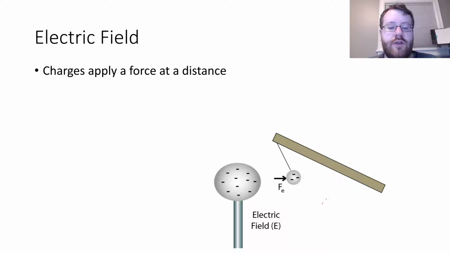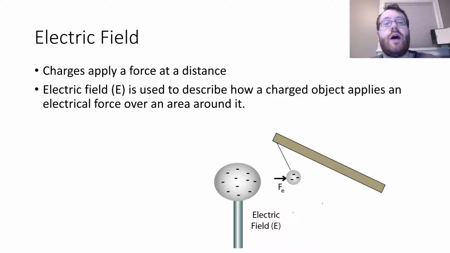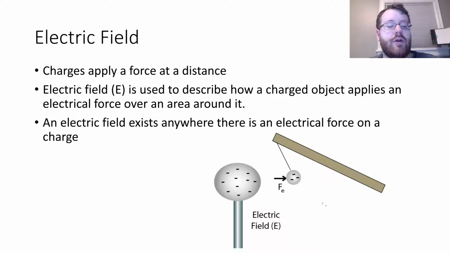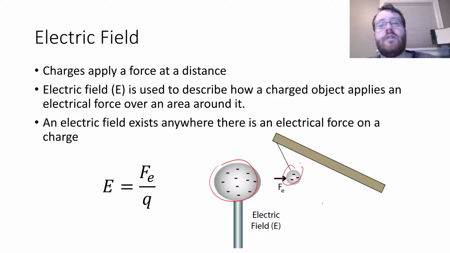Now what the electric field is, it's our method to show how a charged object affects other charged objects around it using that electric force. So we're going to be looking at exactly what this looks like, why we use this method, or why we talk about electric fields in the first place, why that can be helpful. Now, it's important to note that an electric field exists anywhere where there is an electrical force acting on a charge. So this charged object over here would be giving off an electrical field, and this charged object over here would also be giving off an electrical field.